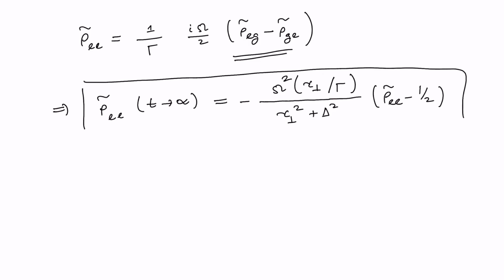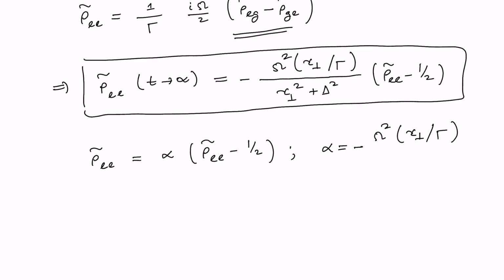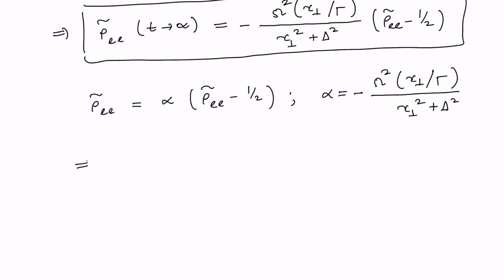This is simple algebra, just shuffling the terms. You should find out rho tilde EE. To do that, let me do it this way. Rho tilde EE is equal to alpha times rho tilde EE minus 1/2, where alpha is equal to minus capital omega square gamma perpendicular by this gamma divided by gamma perpendicular square plus delta square, and from here rho tilde EE is equal to minus 1/2 alpha divided by 1 minus alpha.